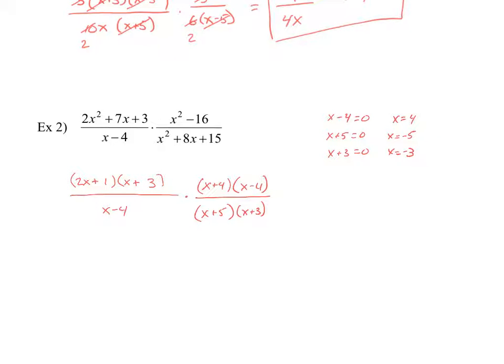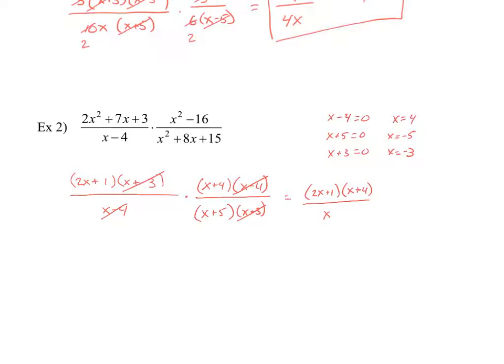Now again, I can cancel vertically or diagonally. So x minus 4 with x minus 4, entire factors only. x plus 3, x plus 3. And that looks like just about it. So my final answer, I'll just put it together. And keep in mind when you put this together, you can leave it in the factored form. No need to multiply the 2x plus 1 times the x plus 4.